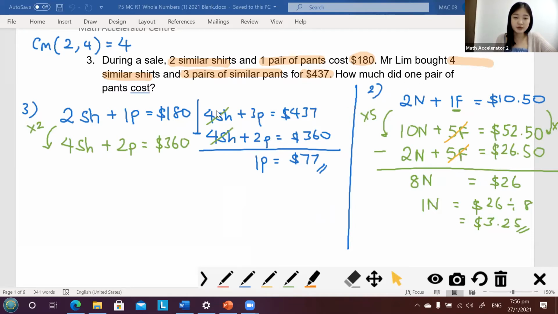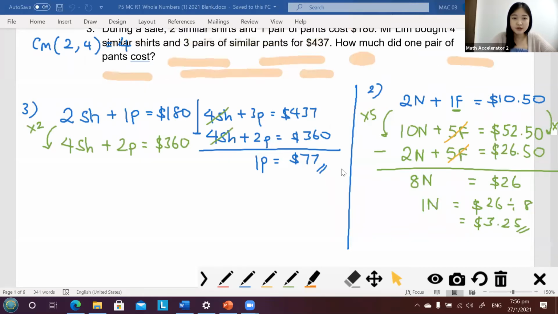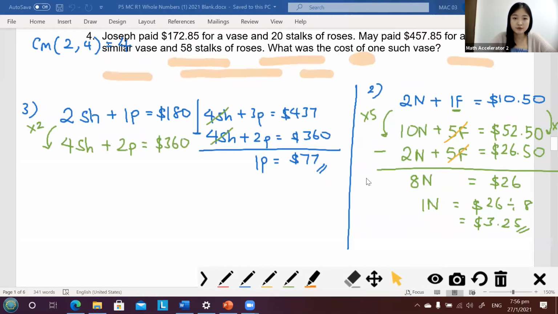You just minus away, because in this case, the 3 pens minus 2 pens, straight away you get 1 pair of pens. So unlike your question 2, where you get 8 notebooks, you still need to divide by 8. However, in question 3, you get 1 pair of pens straight away. So that saves you a lot of time. There's no need to do another step. Okay, you got 77. Great. So let's go on to question 4.